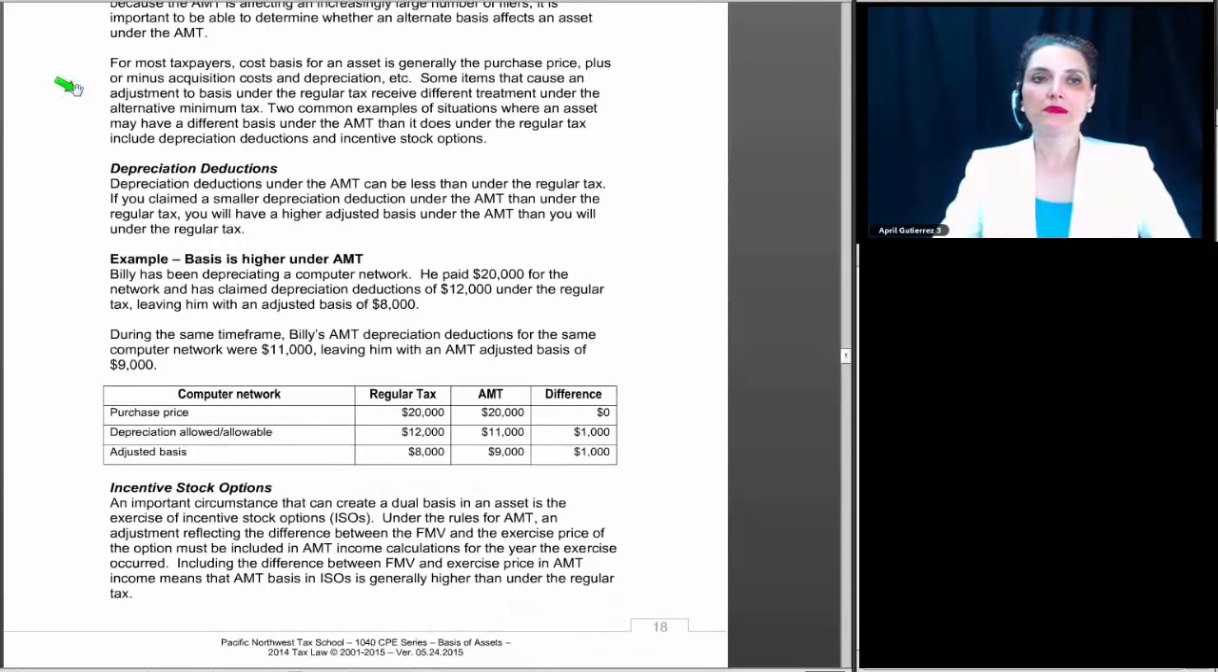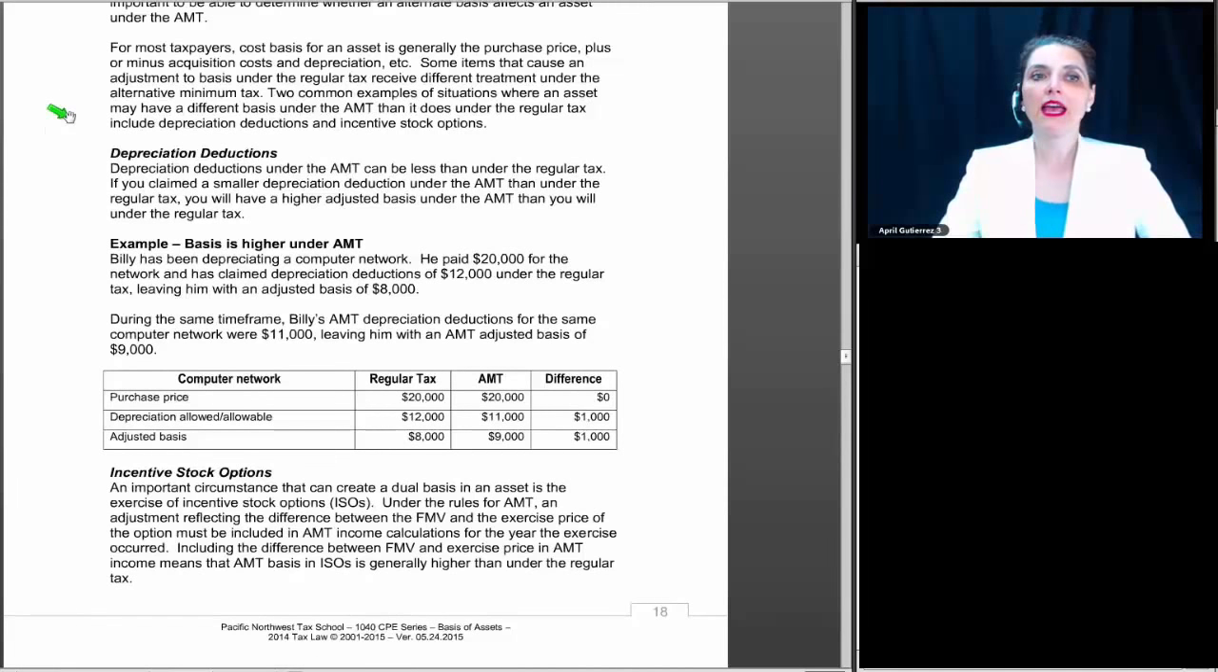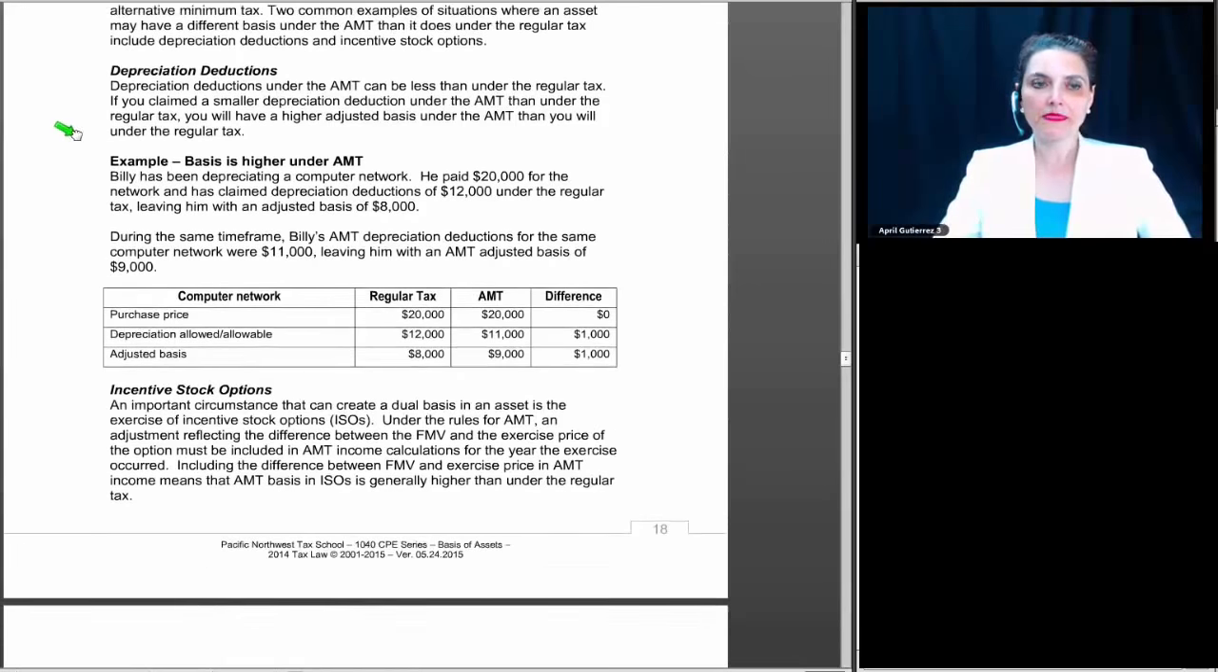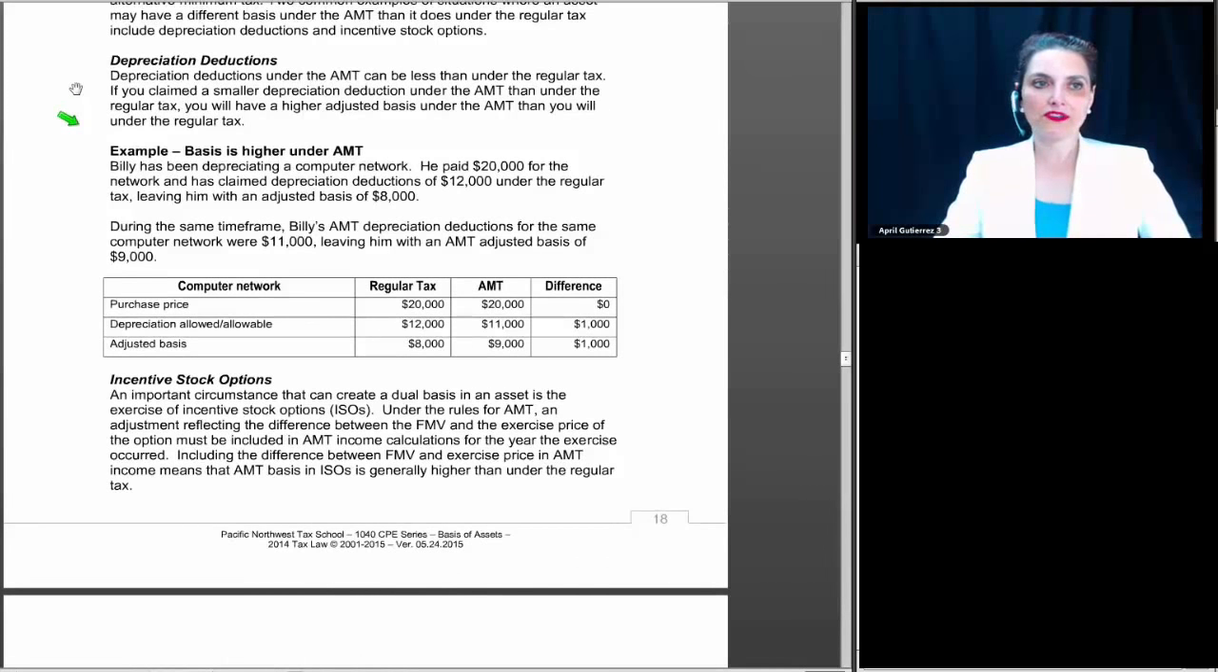Now, for most taxpayers, cost basis for an asset is generally the purchase price plus or minus acquisition costs and depreciation, etc. But some items that cause an adjustment to basis under the regular tax receive different treatment under the alternative minimum tax. And two common examples of situations where an asset may have a different basis under the AMT than it does under the regular tax include depreciation deductions and incentive stock options. So let's look at depreciation deductions first.